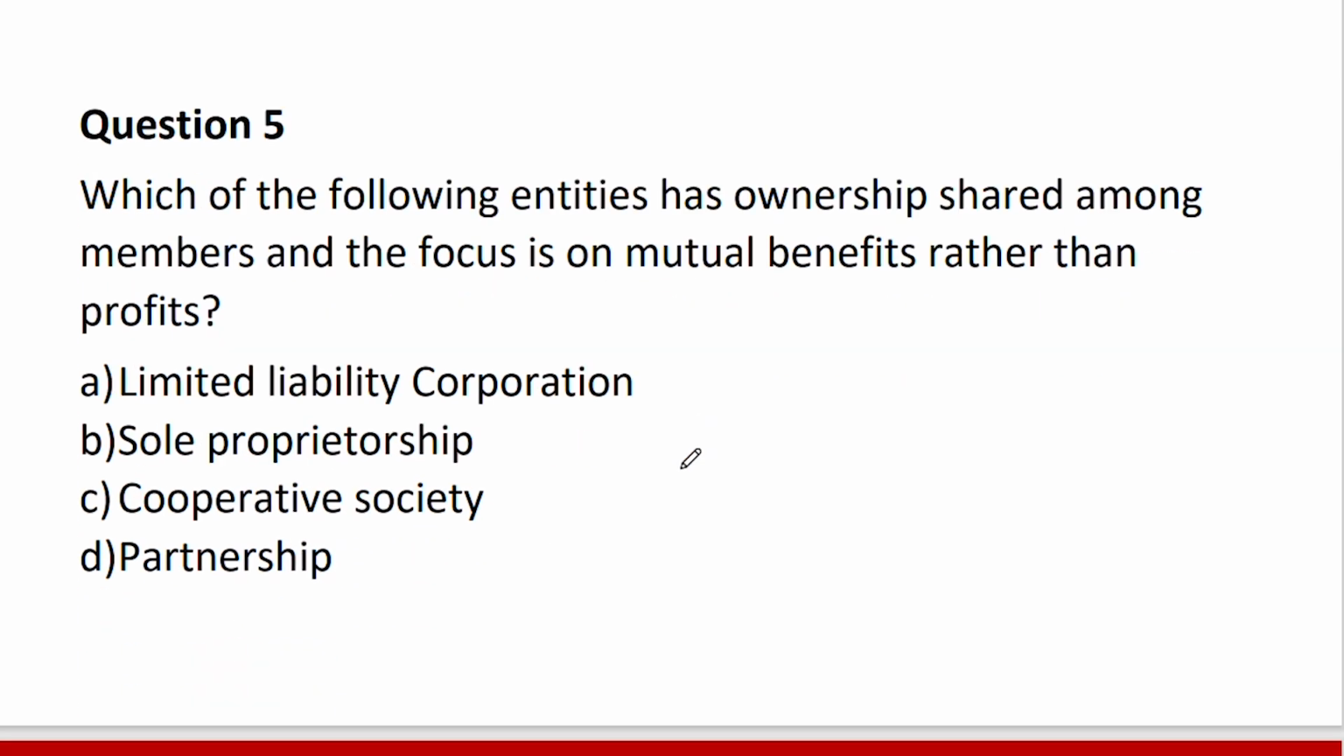Now, which of the following entities has ownership shared among members and the focus is on mutual benefits rather than profits? Interesting, right? Is it a limited liability corporation? No. These people are so keen on profit. The fact that we talk about membership means you're automatically ruling out sole proprietorship. Is it partnership? Partnership, they still care about profit, man. That's why they share profit and losses. The answer is a cooperative society.